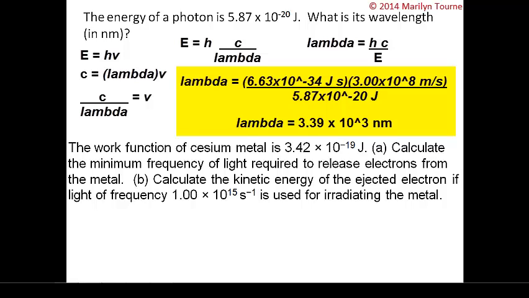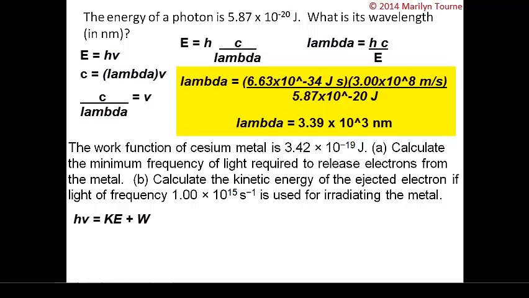The work function. All right, so this problem is going to deal with the equation that we just learned after the photoelectric effect. The work function of cesium metal is 3.42 times 10 to the negative 19th joules. Part A. Calculate the minimum frequency of light required to release electrons from the metal. All right, so I know which equation I need to use. I need to use h nu is equal to kinetic energy plus work function.